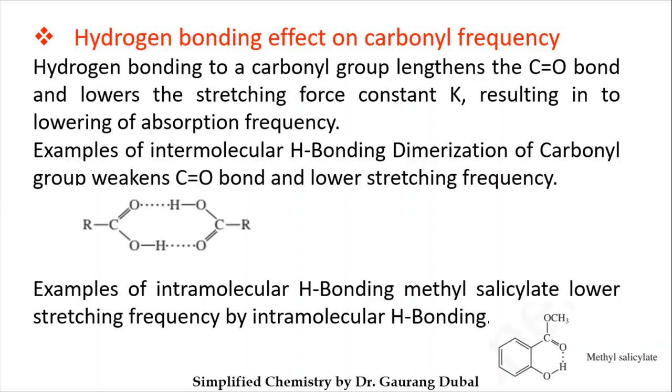Here we are going to see intermolecular, meaning two different molecules of carboxylic acid. If they get dimerized, the carbonyl bond weakens and a lower stretching frequency will be observed due to the hydrogen bonding. In the same way, for the example of intramolecular, within the molecule, the hydrogen bond in methyl salicylate gives a lower stretching frequency by intramolecular hydrogen bonding. You can see the example of methyl salicylate, which shows intramolecular bonding and which is also decreasing the infrared frequency.